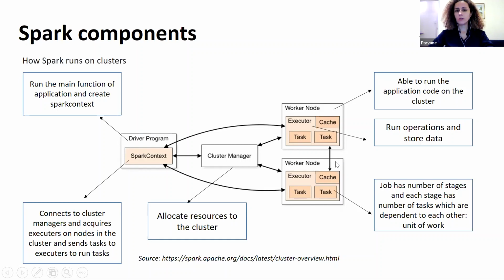The number of worker nodes depends on your cluster. And the worker node is able to run the application code in general. Then we can have multiple executors on the worker, depending on the core number of your machine. They are responsible for running operations practically. And then we have the tasks, which are the smallest unit of work. First you have the job which needs to be done in a cluster. The job is divided into stages. And then inside the stages, we divide the stage into tasks. So the tasks are dependent on each other.